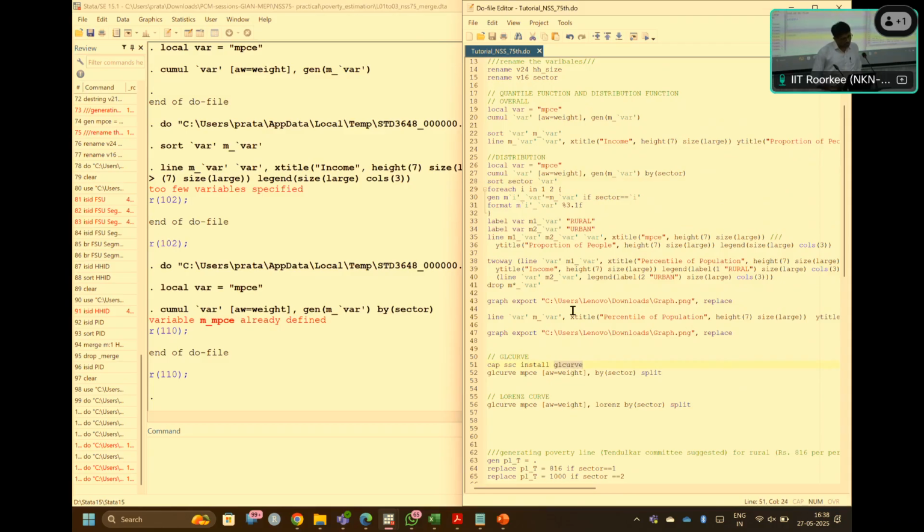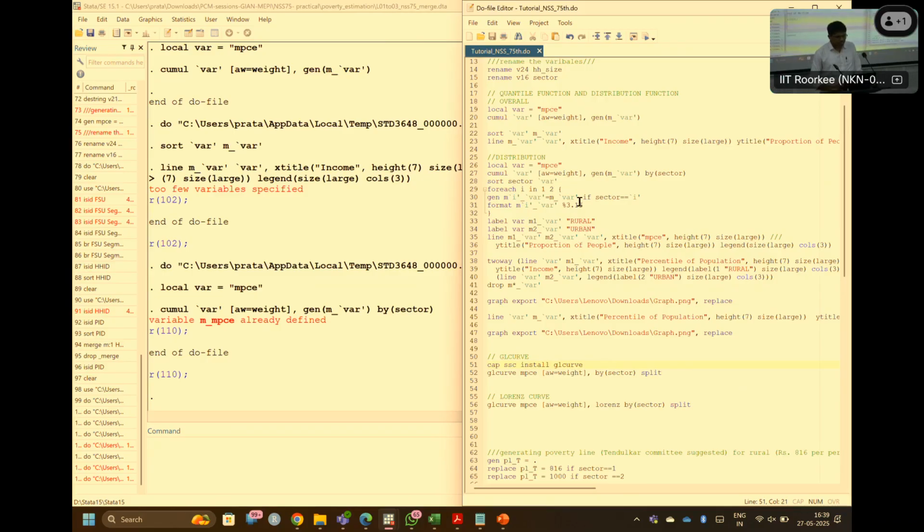And I think some error we have got: variable LPC already defined. Okay. What does this local variable mean? Local is not a variable. Local means you are calling the name of the variable.